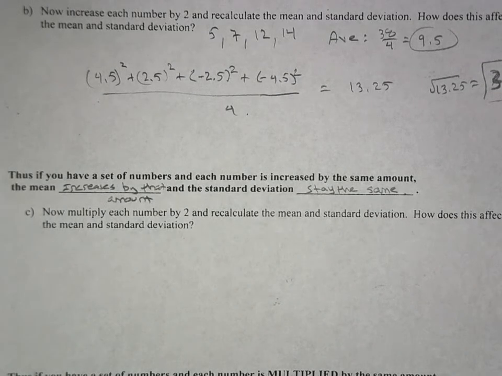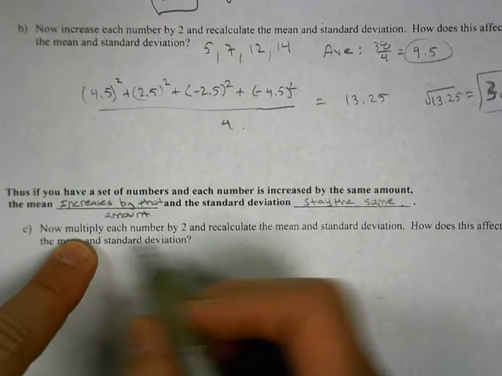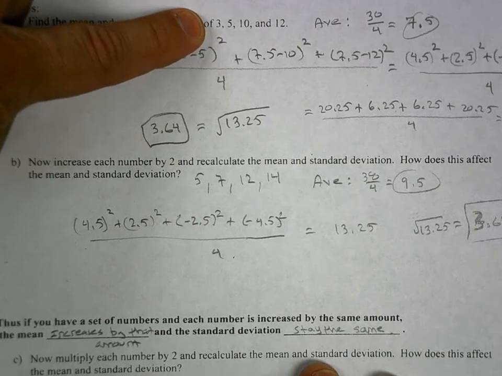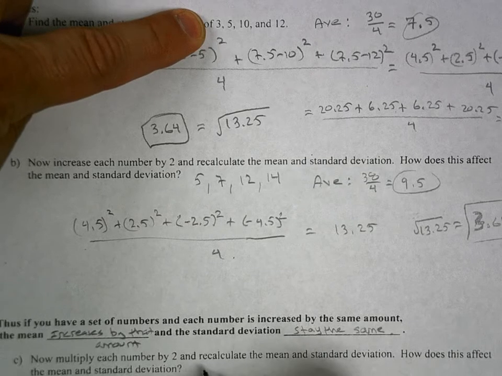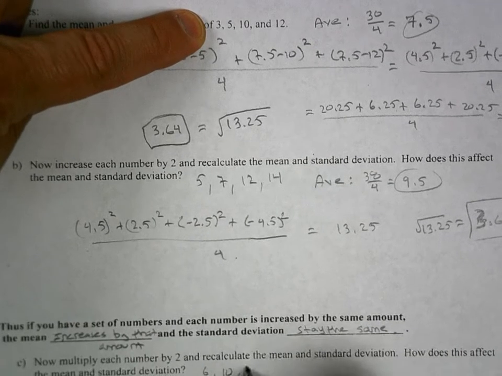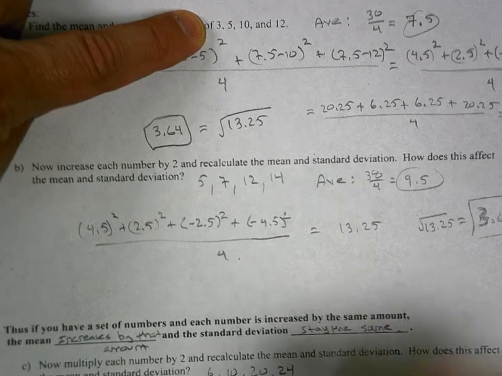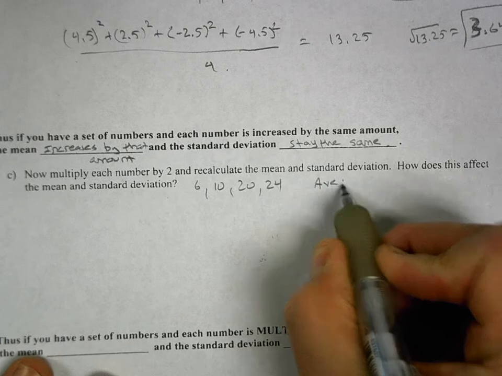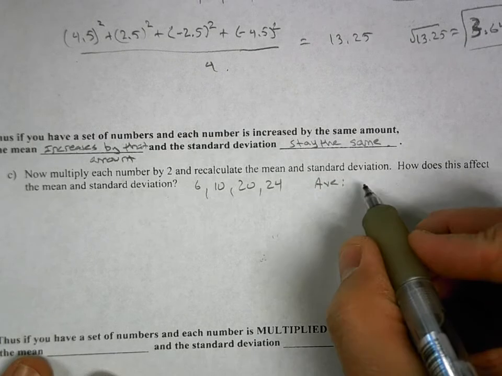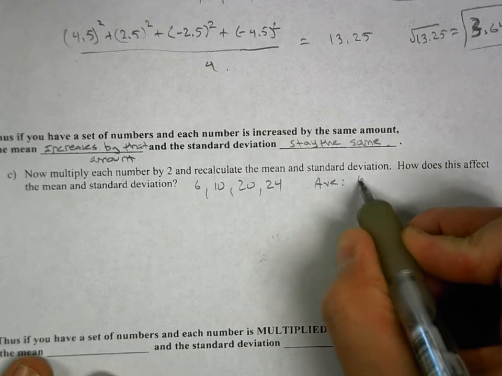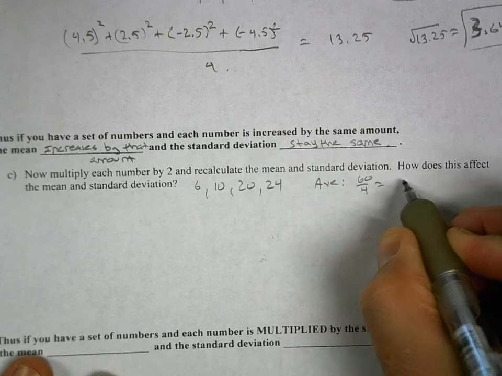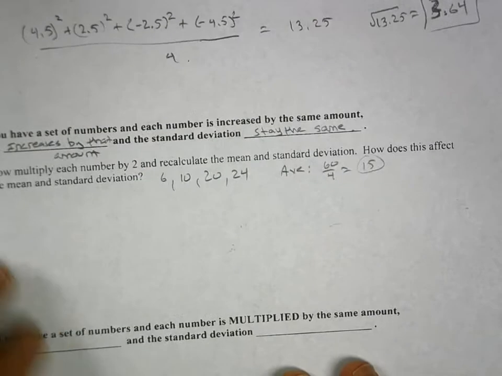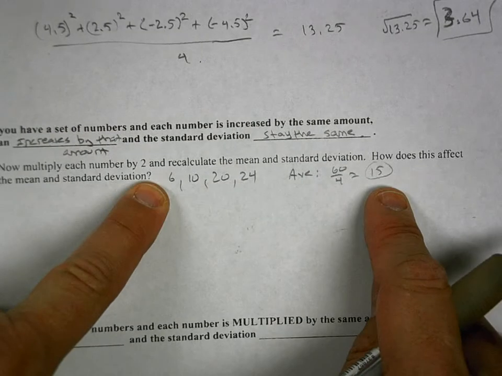Okay, part C, now multiply each number by 2 and recalculate. Okay, so let's go back to this. Let's multiply by 2. So what are our numbers? 6, 10, 20, 24, right? Okay, so let's go ahead and find the average. So add those up, you get 60 divided by 4, which is 15. Okay, that's a nice whole number. That's good. Let's go ahead and calculate the standard deviation.